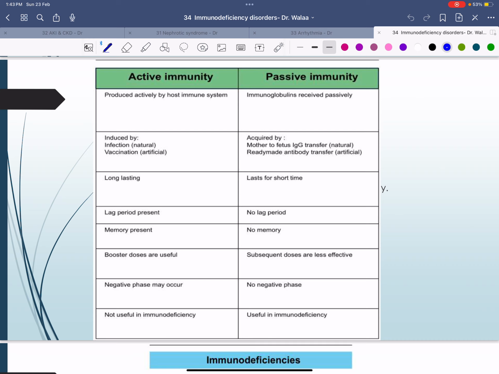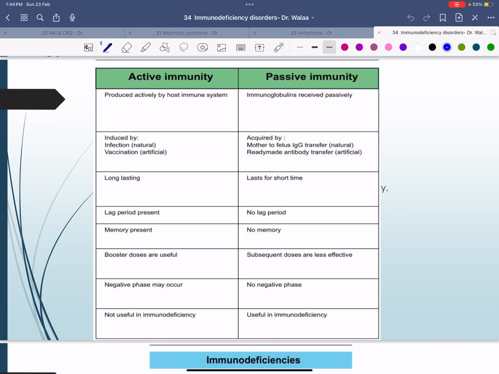In active immunity, there are memory cells. Our adaptive immune system is responsible for producing memory cells. There is no such thing in passive immunity. In active immunity, it's good to give booster doses, because with time, it's a prolonged kind of response, but with time you expect the response to start to weaken. So we give a booster dose.